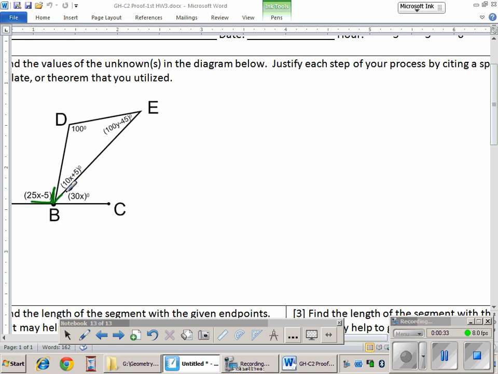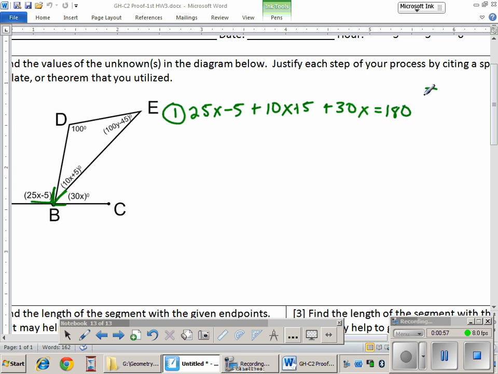We have three angles here that form a line. Linear pair postulate, of course, and the definition of supplementary. Those have to add to 180. That's where I'm starting. So 25x minus 5, and we're going to add 10x plus 5, and then we're going to add 30x. Those three angles have to equal 180 degrees on the sum.